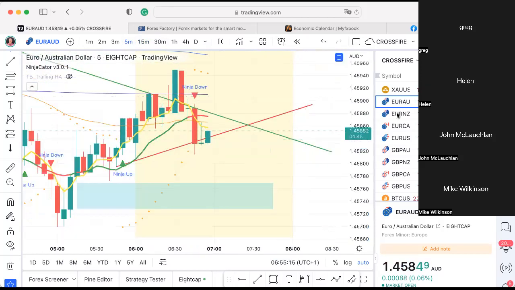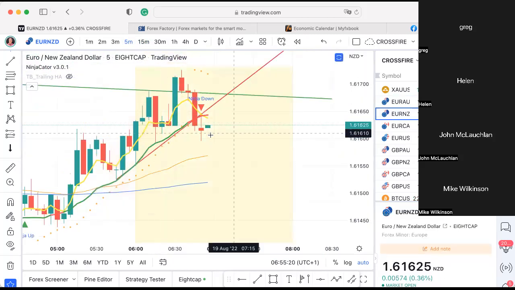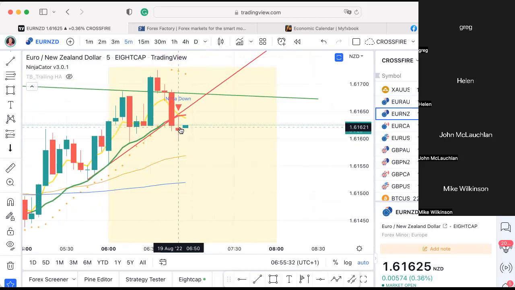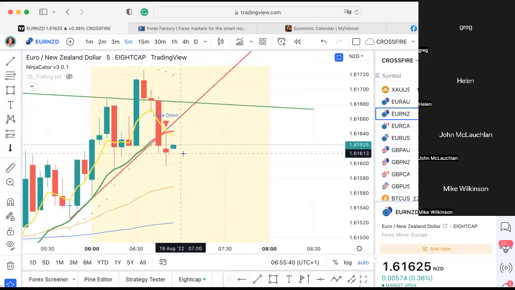We'll just go through the other pairs. Same there on the other euro pair. Price has come down below. We've got a ninja down. Quite a lot of indecision there. Can you see how there's a long wick above and a long wick below, and the body of the candle is quite small? That's what we call a doji candle. Indecision, and for the minute it's heading its way back up.